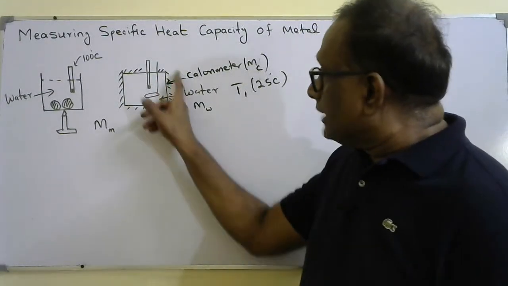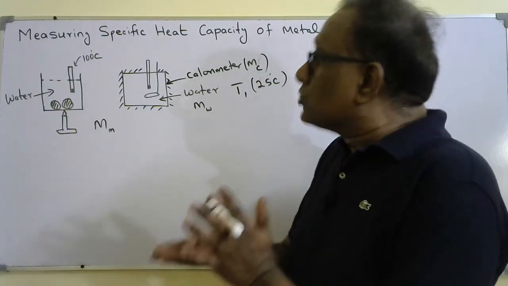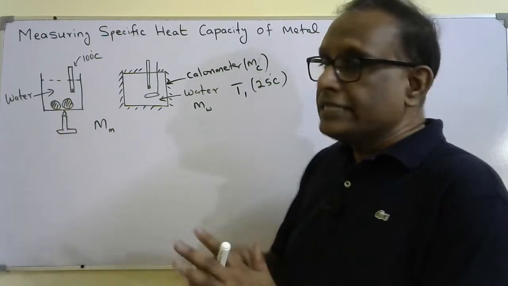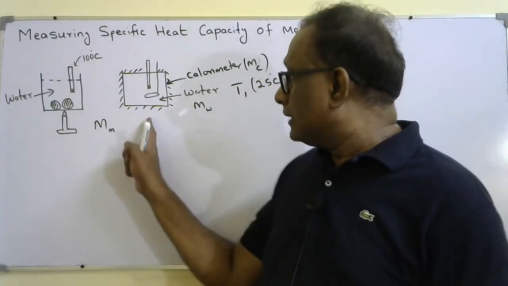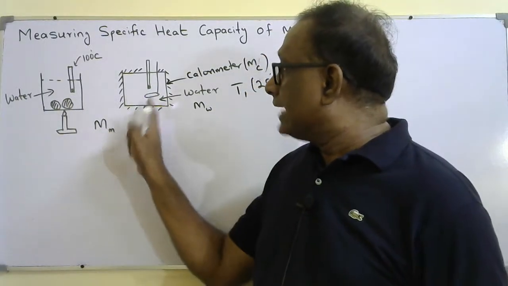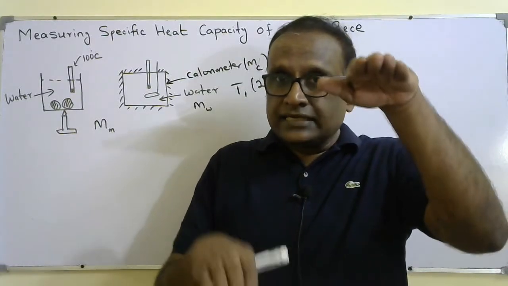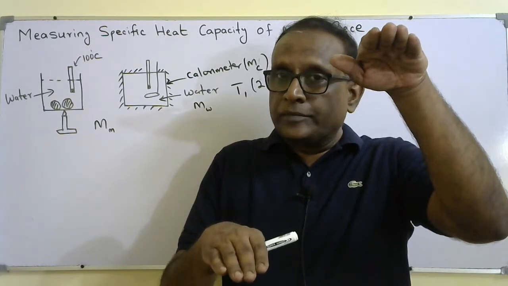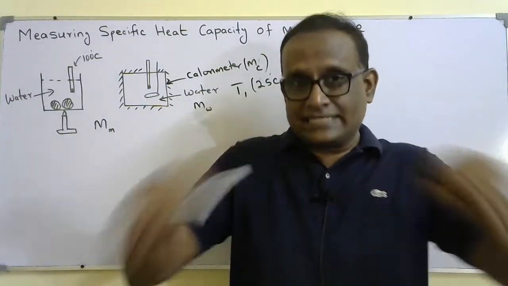So they all are in a closed environment. There is no heat loss to the surroundings. So finally what happens? The metal piece is losing heat. Both water and calorimeter are in contact, and they are gaining heat from the metal pieces, which means their temperature will increase. The metal piece temperature is decreasing, and the temperature of both water and calorimeter is increasing. They will reach a thermal equilibrium, a steady state.